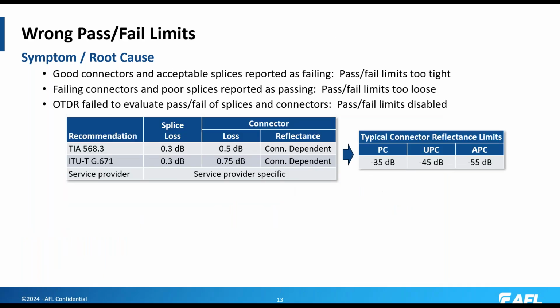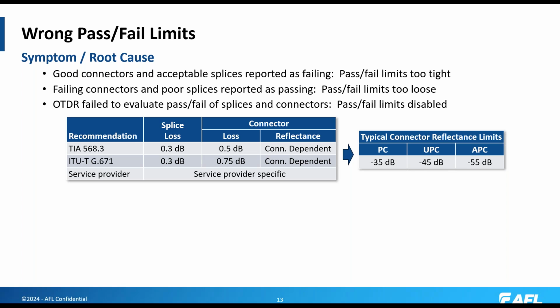A wrong pass-fail limit. Often you have your OTDR evaluate whether a splice or a connector passes or fails. Usually it's evaluated in the US against TIA 568.3 limits. Internationally, it may be evaluated against ITU-T G.651 or IEC pass-fail limits.